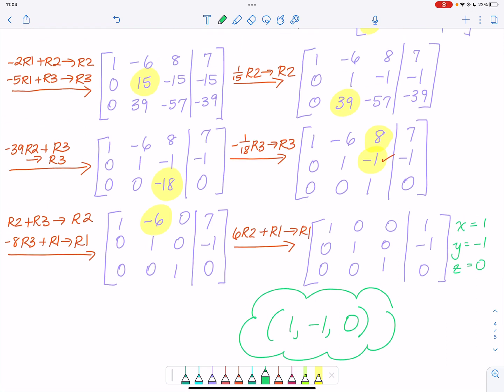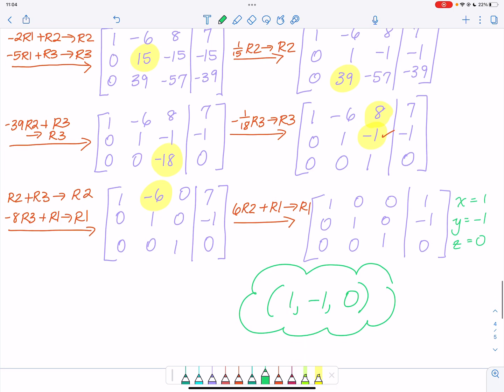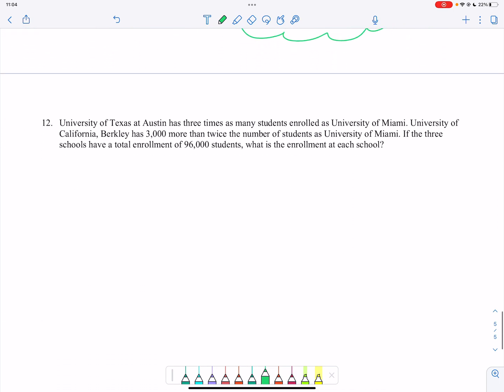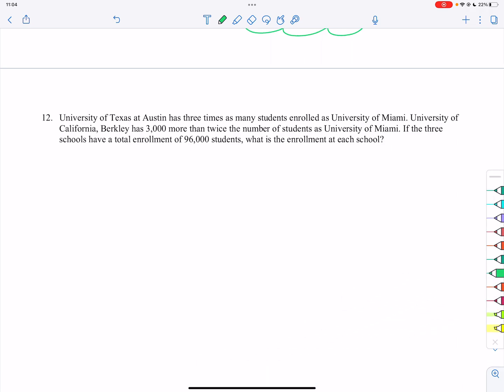Okay, let's try an applications problem, and then we will wrap this section up. The University of Texas at Austin has 3 times as many students enrolled as the University of Miami. University of California, Berkeley has 3,000 more than twice the number of students at Miami. If the 3 schools have a total enrollment of 96,000 students, what is the enrollment at each school?